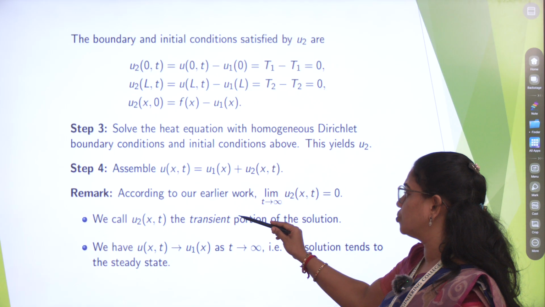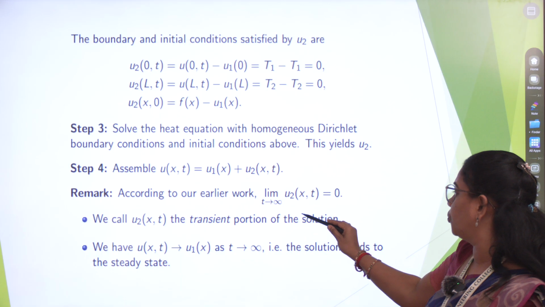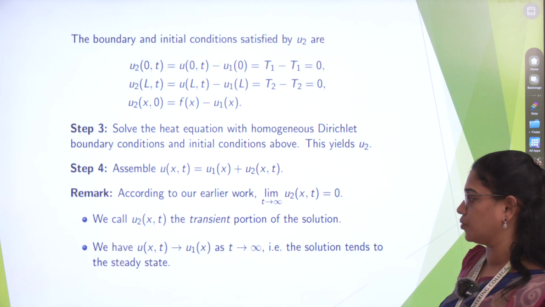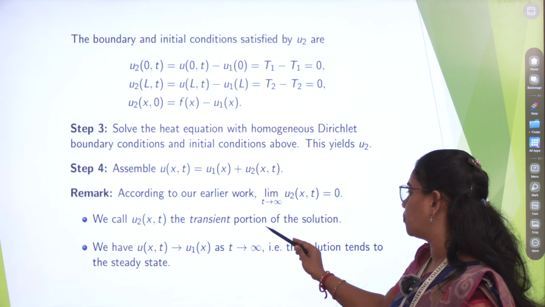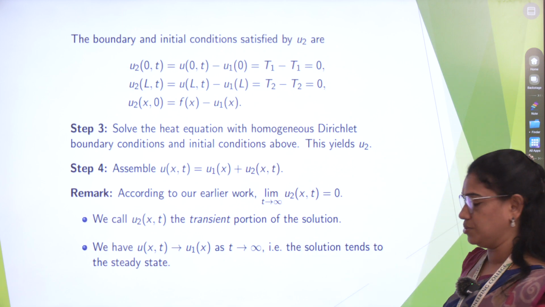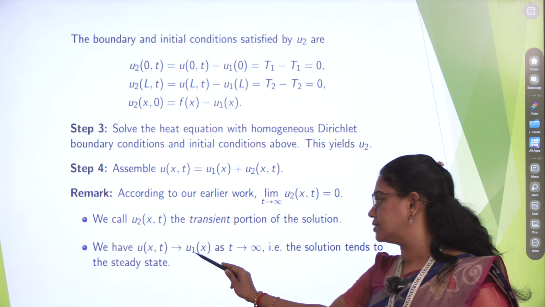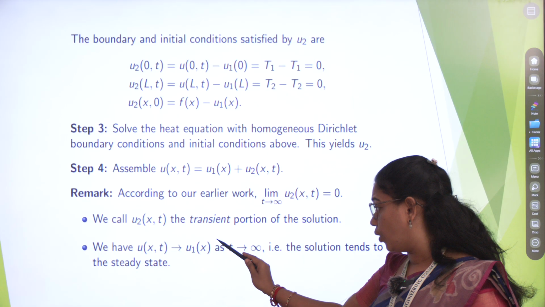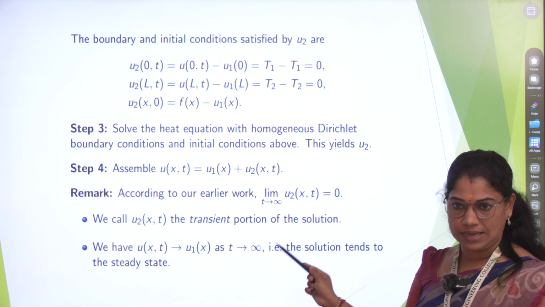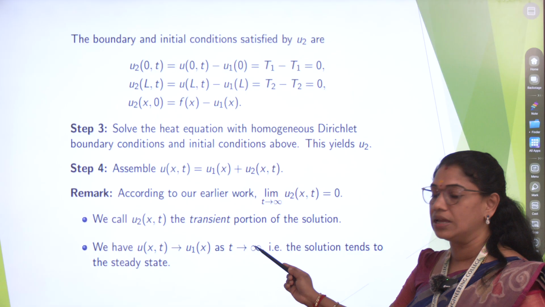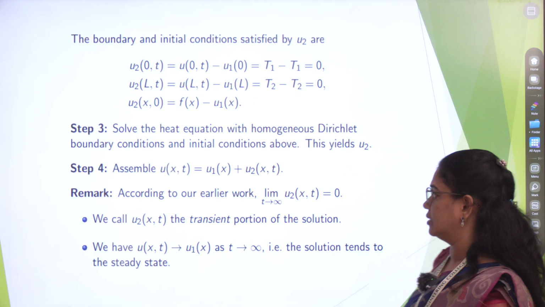Remark: according to our earlier work, as t tends to infinity, u2 of x comma t is equal to 0. So we call u2 of x comma t the transient portion of the solution. So u of x comma t tends to u1 of x as t tends to infinity, that is, the solution tends to the steady state.